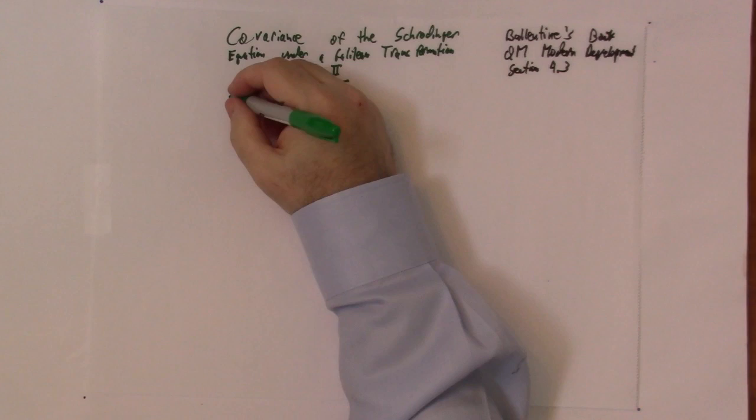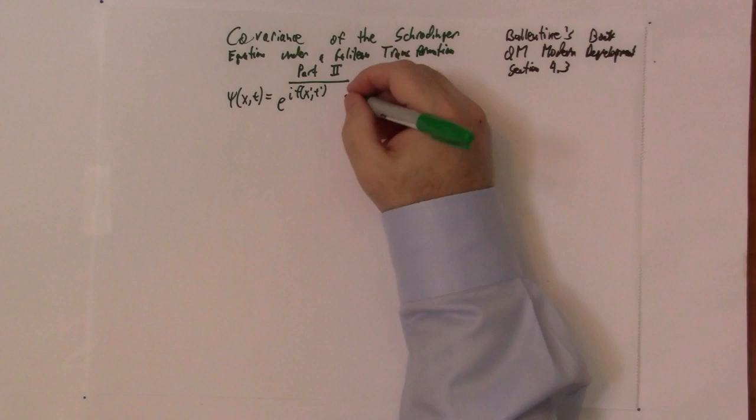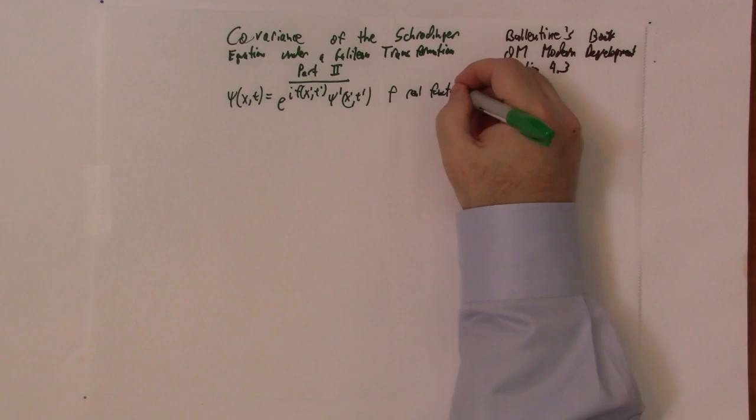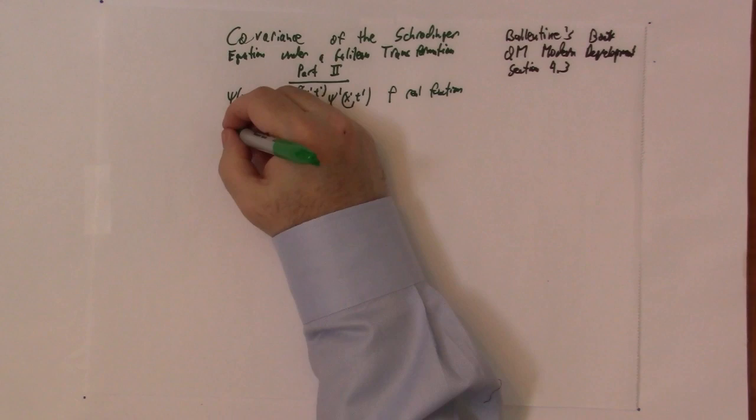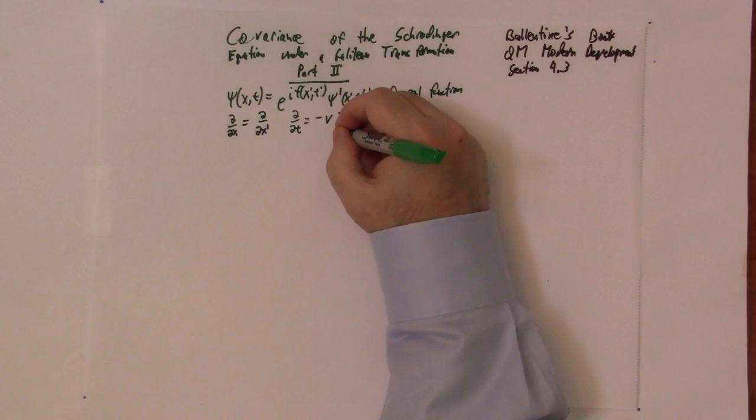that under Galilean transformation, psi transforms as some kind of phase transformation, and f is a real function. We also established partial derivatives. The partial with respect to x is equal to the partial with respect to x prime. The partial with respect to t is equal to minus v, the partial with respect to x prime, plus the partial with respect to t prime.